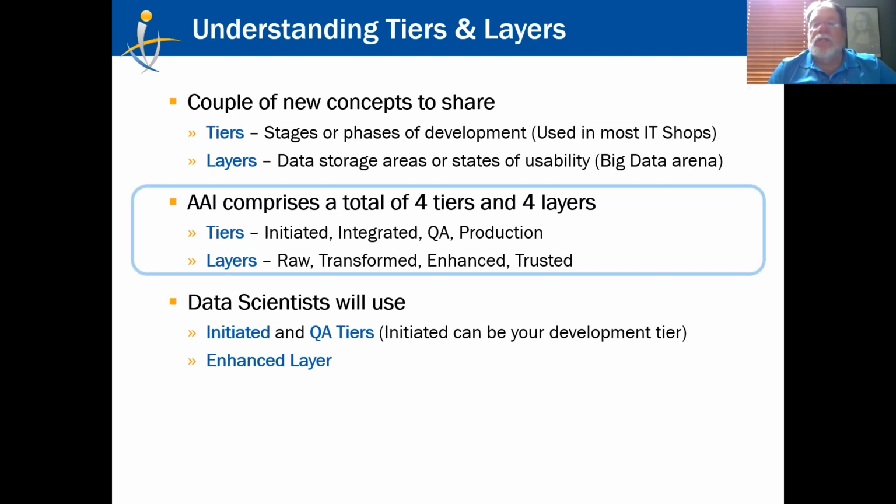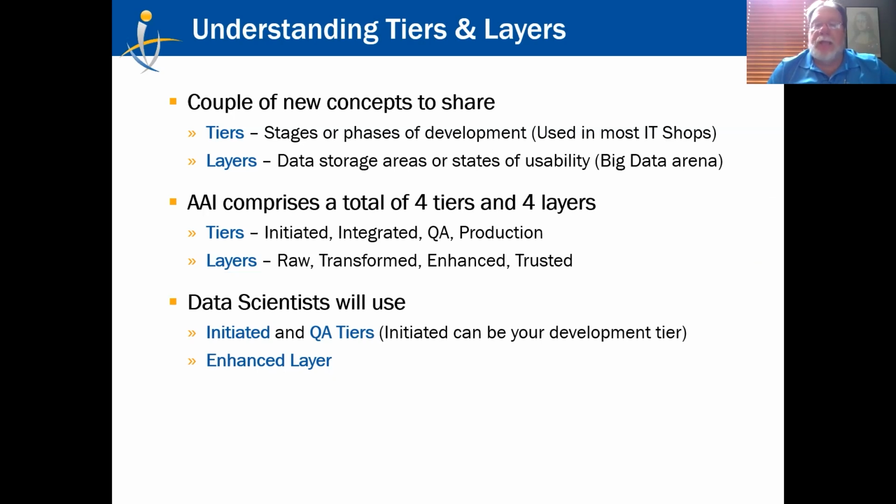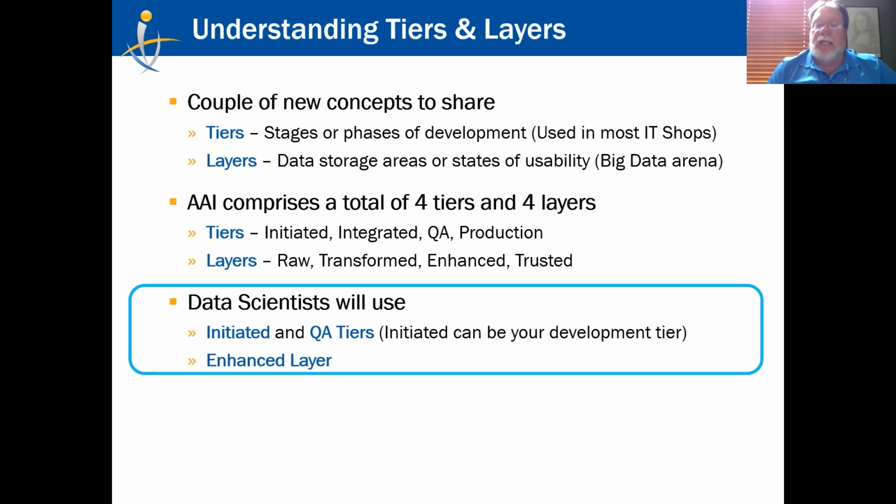Now, there's a total of 4 tiers and 4 layers that have been created for the AI self-service project. The 4 tiers are called initiated, integrated, QA, and production. The 4 layers are called raw, transform, enhanced, and trusted. As data scientists, you'll mainly use the initiated and QA tiers, where the initiated tier can be your development tier. All of this is done within the Hadoop enhanced environment.